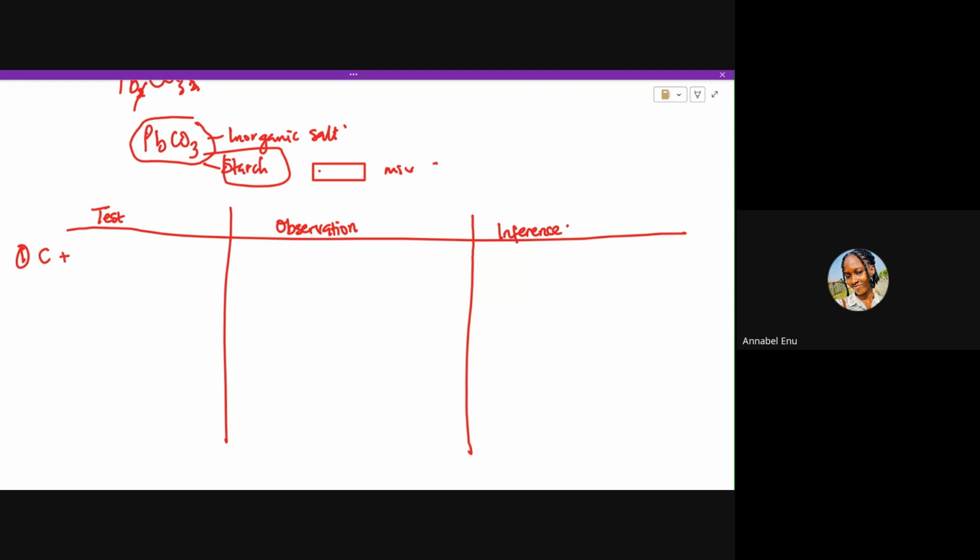Okay, so we add this to distilled water and shake it properly. Please, can you confirm if you can still see my screen, and if you are all following up to this point? Yes, ma'am. All right, so this with distilled water, and we shake thoroughly.